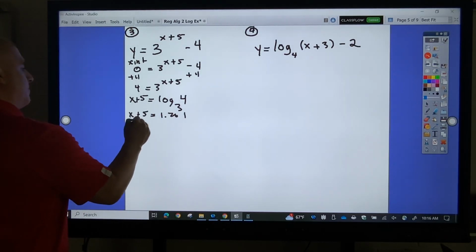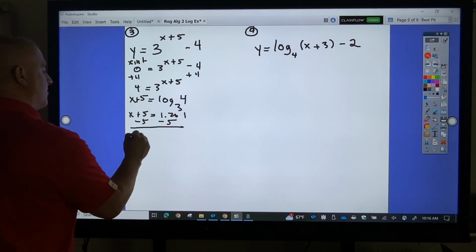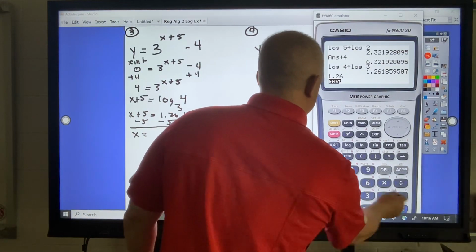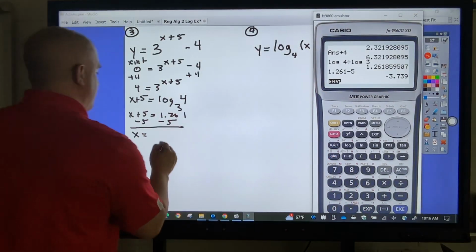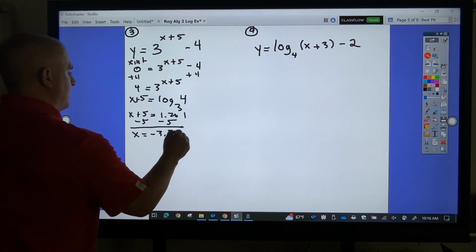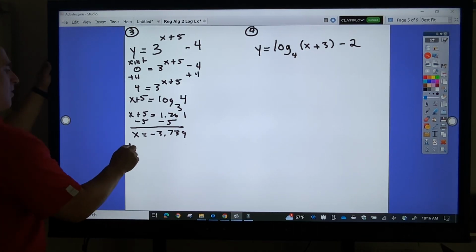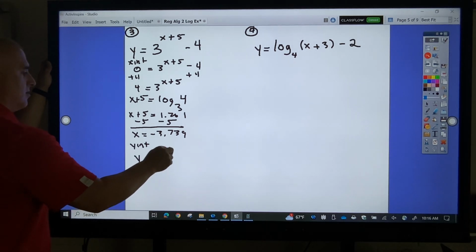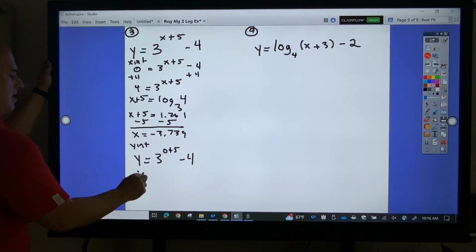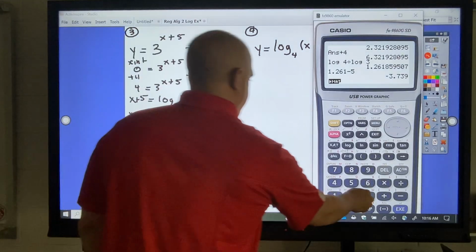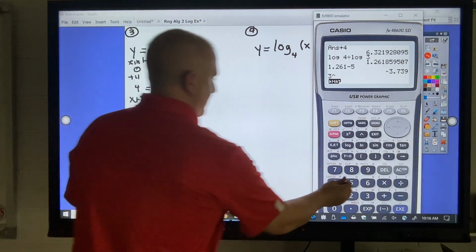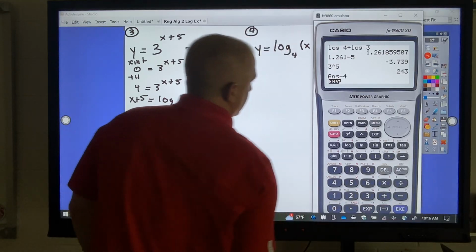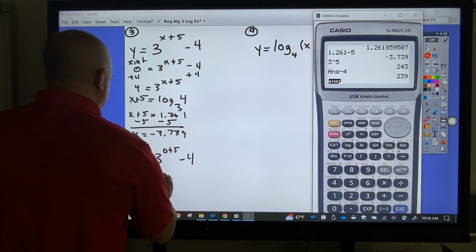All right, and I'm going to solve by subtracting 5. So my x-intercept is going to be 1.261 minus 5, negative 3.739. Okay? To get the y-intercept, I'm going to put 0 in for x. Well, that's going to be easy. I got 3 to the 0 plus 5, which is 5, minus 4. My y-intercept would be 239.